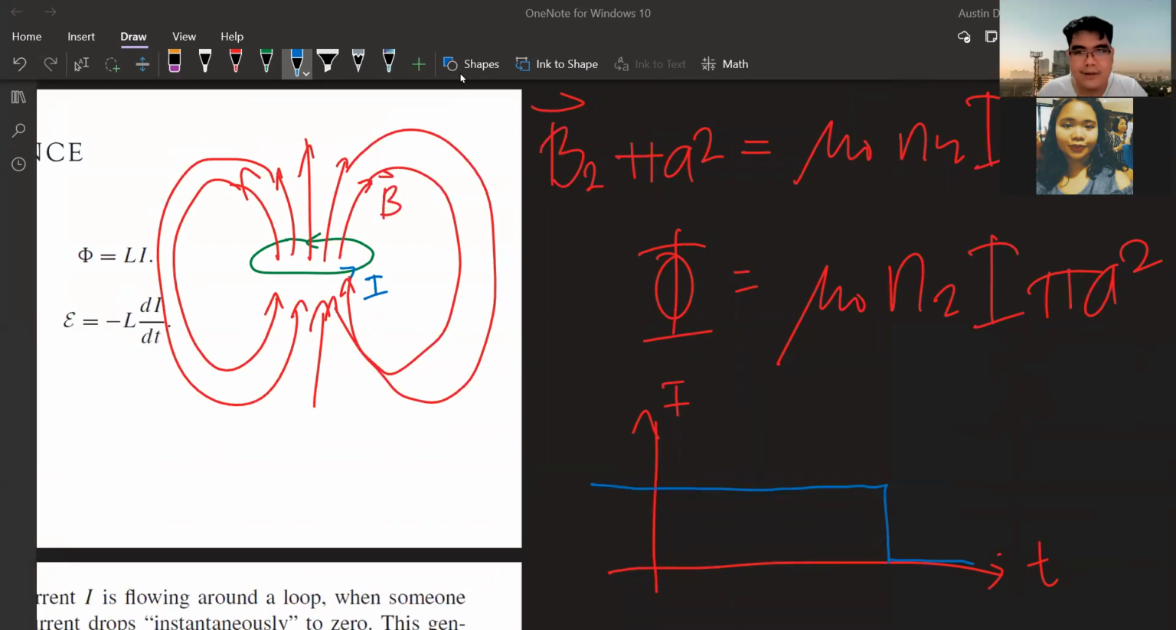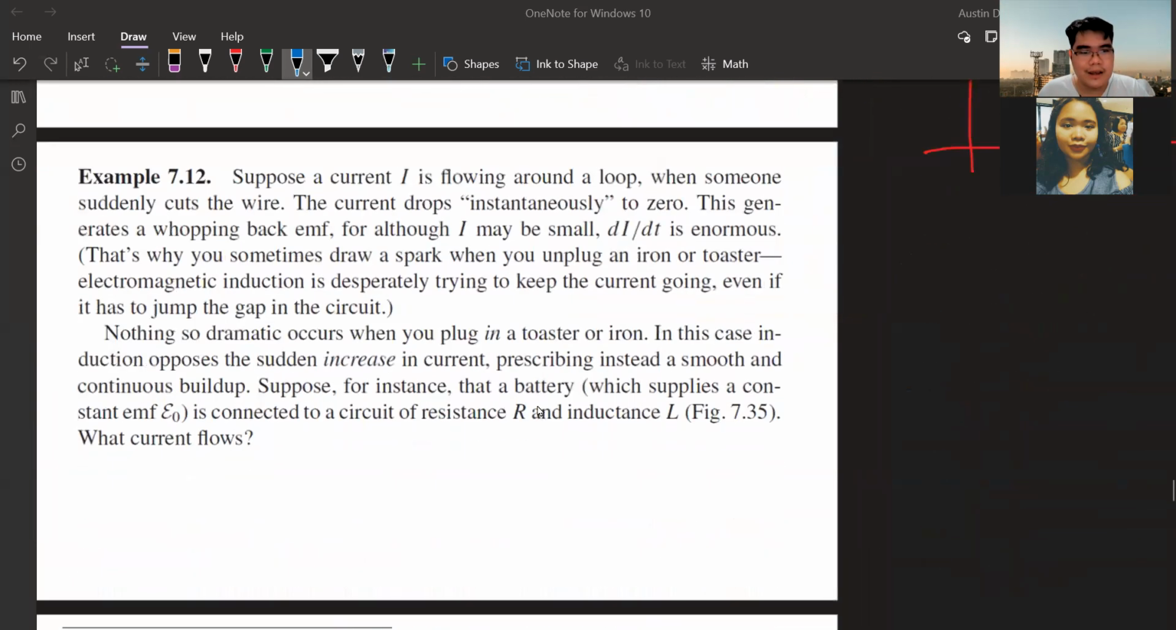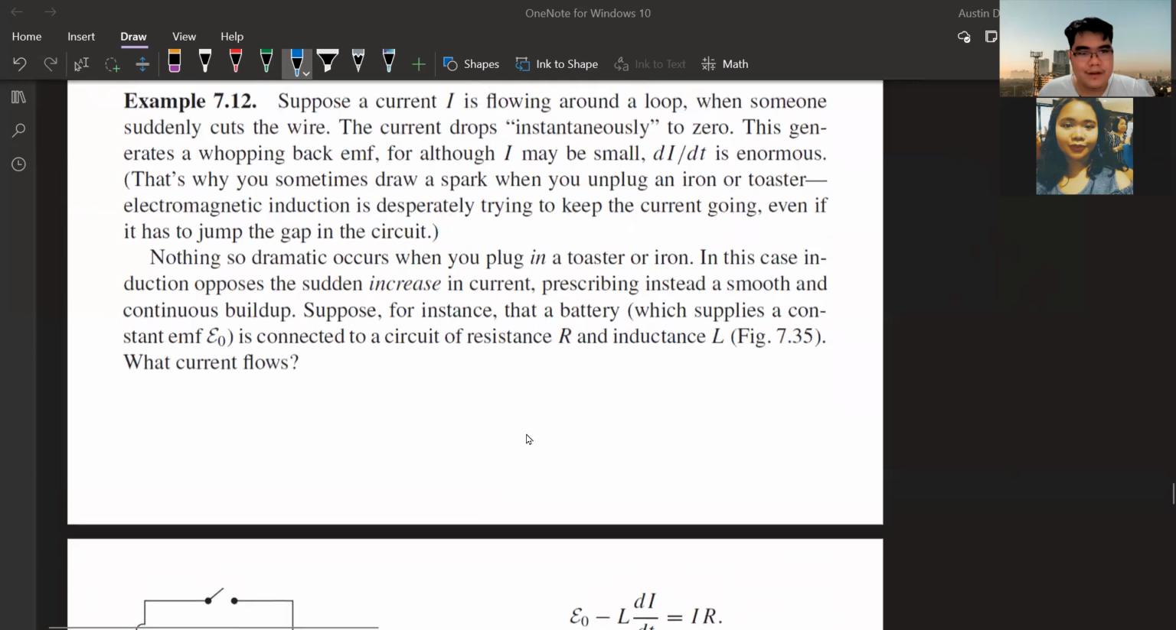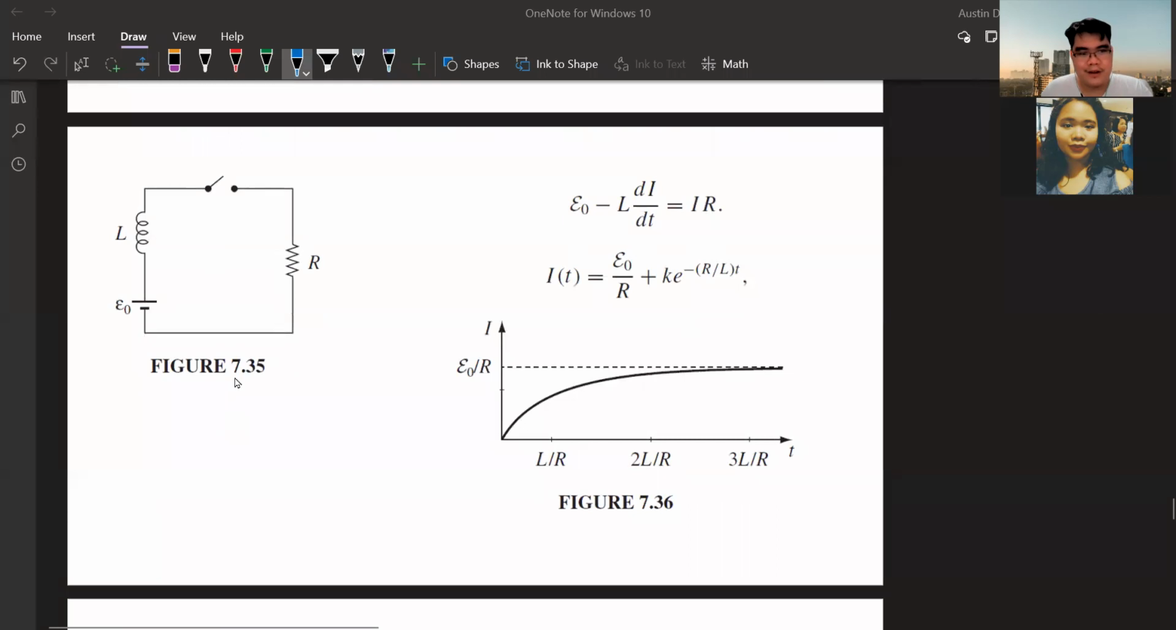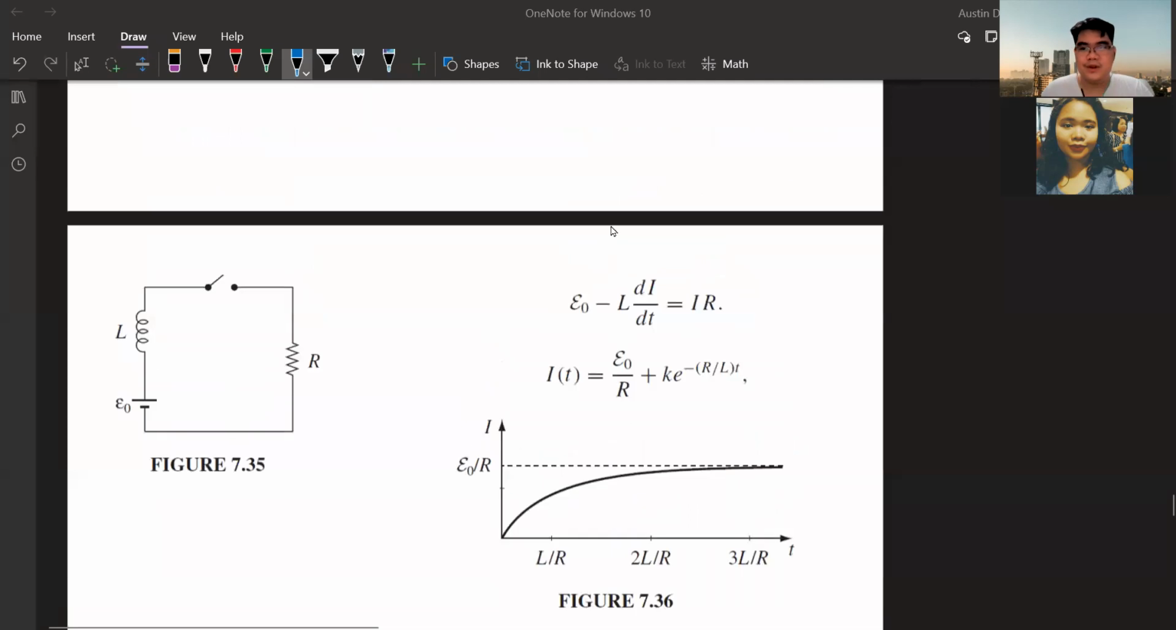Okay, going back. So wala masyadong dramatic happening kapag nag-plug in ka naman. Okay? So paano ba yun? Paano ba natin pag nag-plug in tayo? So we have this figure 7.35 na kapag meron kang supply, then may inductor ka, tapos meron kang resistor, then you close the switch or open mo yung appliance mo. So you know this, guys, di ba? Ohm's law lang. Okay, Ohm's law lang to.